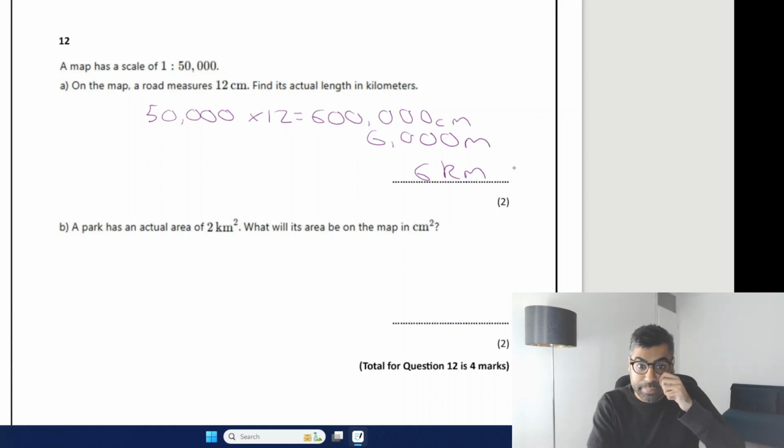Now for part B, a much trickier question. I'd probably say the first real difficult question in the exam, where the majority of students are going to lose the marks here. And it's not bad, I mean, it's coming in question 12. So at this point, I expect the first 10, 11 questions, I expect you to be getting the majority of the marks in the bag. So let's have a look at part B. A park has an actual area of 2 kilometers squared. What will its area be on the map in centimeters squared?